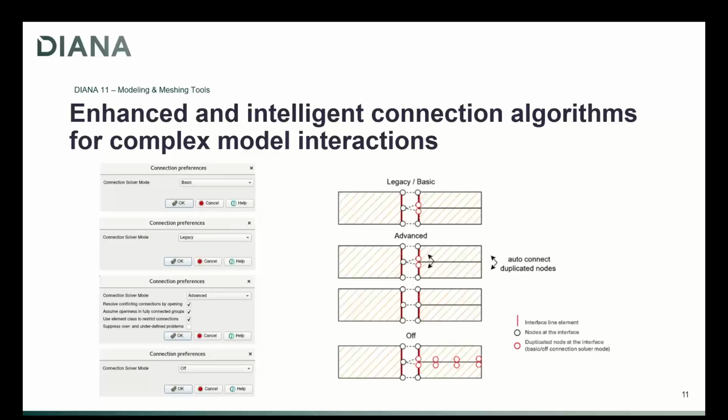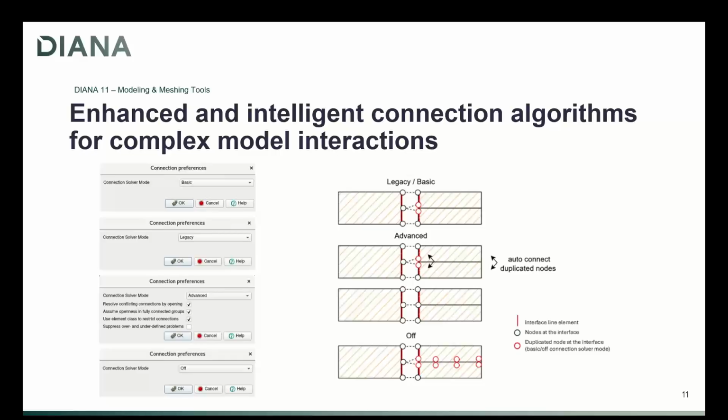So for the ones who have been dealing with complex models with interfaces, I'm sure that they have run into this problem of splitting nodes. But the good news is that Diana 11 has a new connection algorithm created to solve problems of disconnected parts of the models after creation of the interface. And the concept of this new algorithm is as follows. So when there's no connection defined explicitly, all coincident topology is automatically connected. So same as before, no change compared to the previous version.